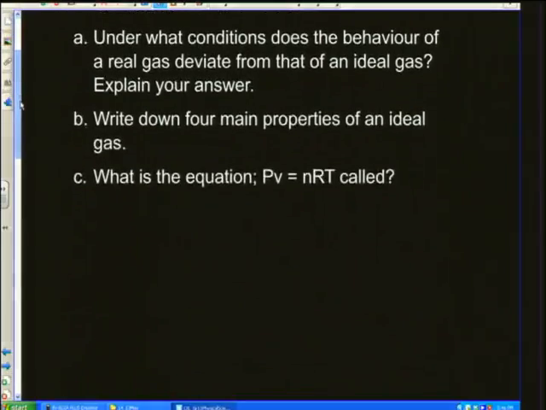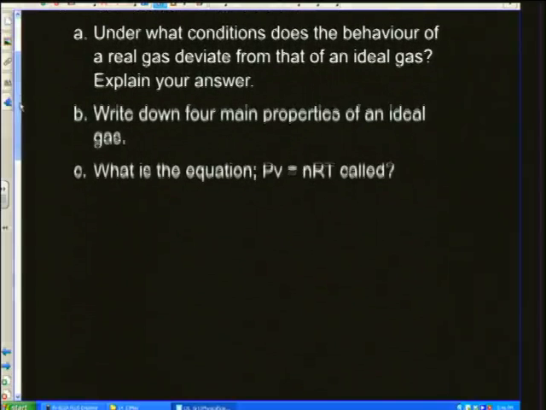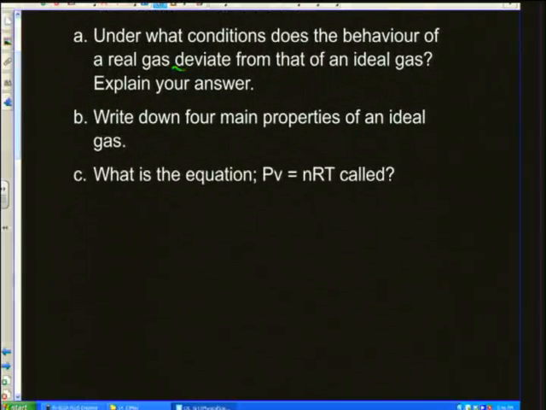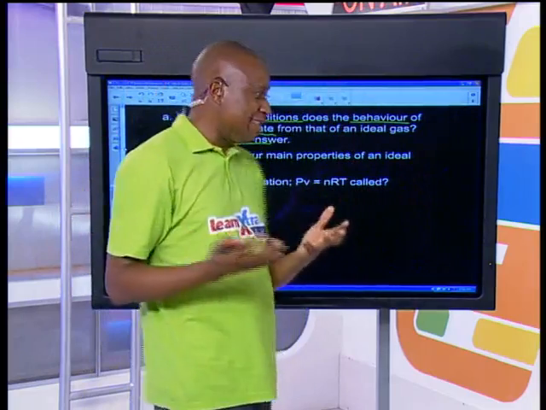Right, now moving to the next one. Under what conditions does the behavior of a real gas deviate from that of an ideal gas? Explain your answer. Under what conditions will we see the behavior of a real gas, saying to us, I am not an ideal gas, I am real, I exist? Which conditions will tell us that we are not dealing with an imaginary gas?